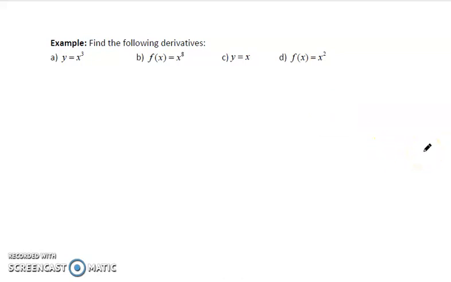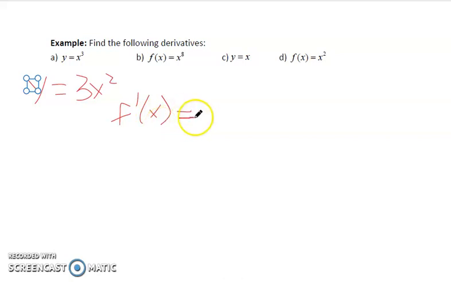Down below that, you have some other examples. These are straightforward applications of the power rule. So if y is equal to x to the power of 3, your derivative becomes 3 down in front, x to the power of 2. There's your derivative. If f of x is equal to x to the power of 8, the derivative becomes 8x to the power of 7. All right, 8 down in front, write your x. Subtract 1 from the 8, your exponent turns into 7.